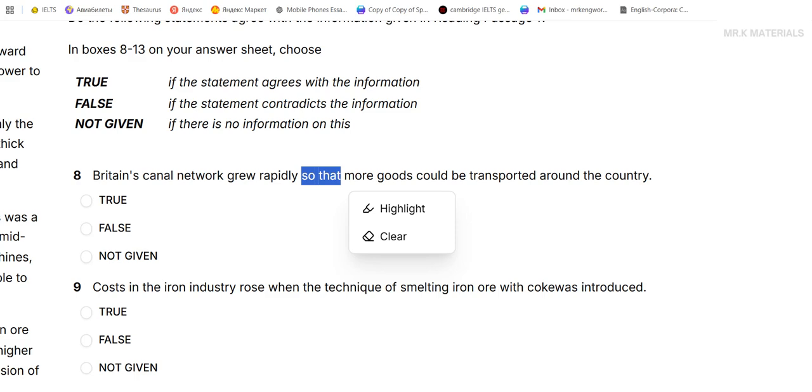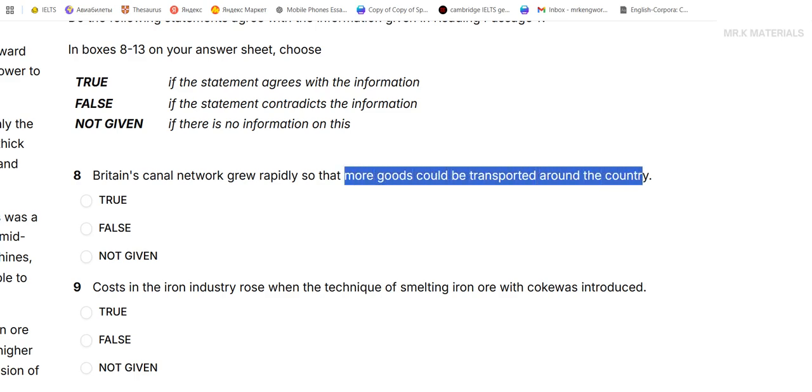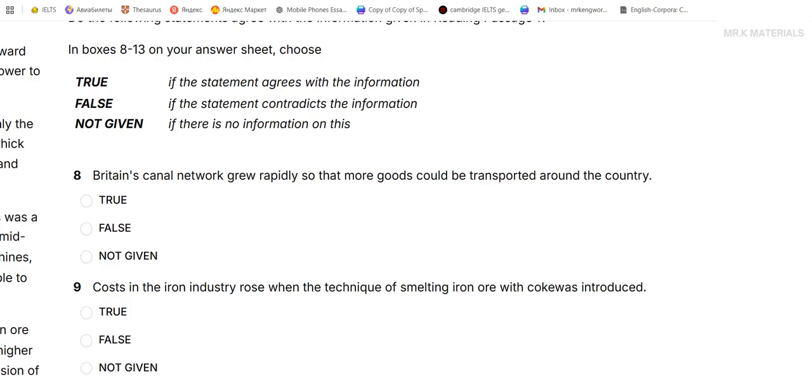IELTS clearly asks you to understand this always, so that more goods could be transported. So more goods could be transported. The understanding here is that what? The canal network grew quickly. Why?